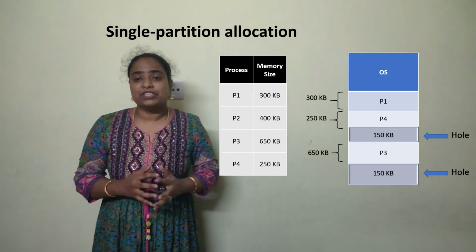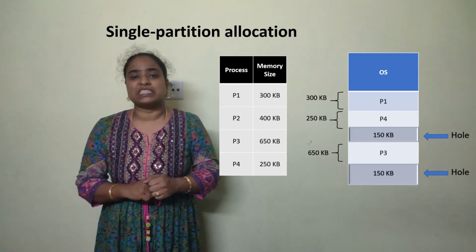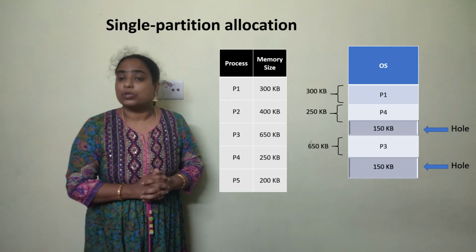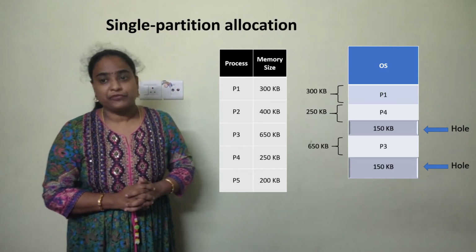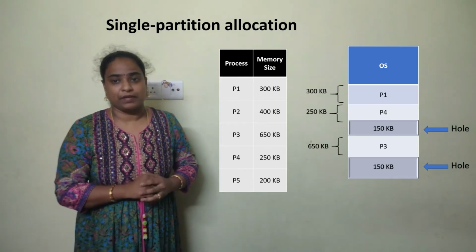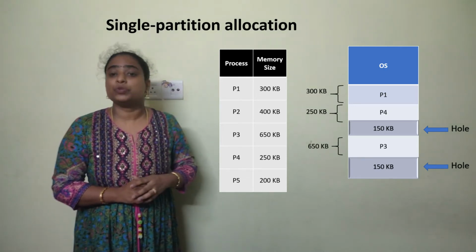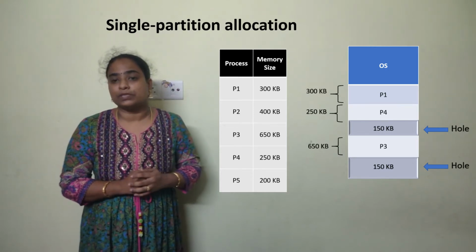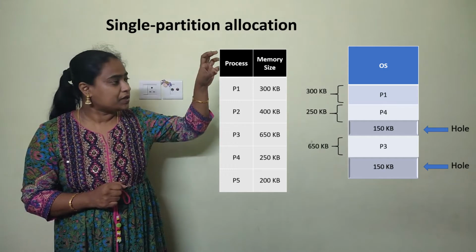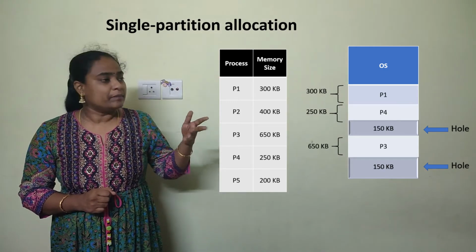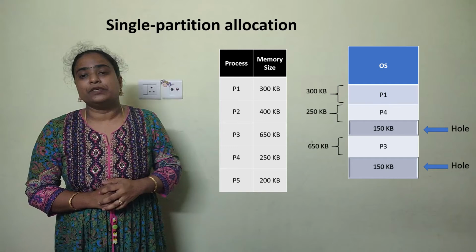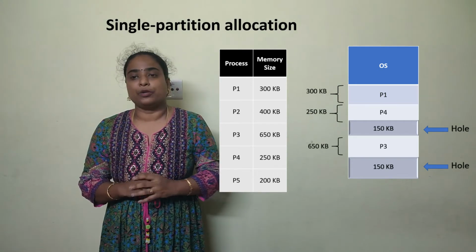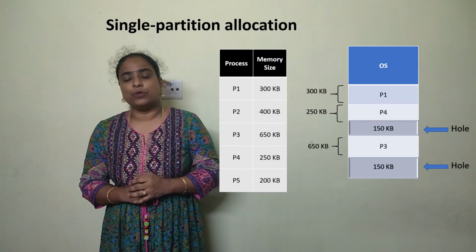Now imagine we get one more process, P5, which is of size 200 KB. The total memory available is 150 plus 150, 300 KB. P5 requires 200 KB. Can we allocate? We are using contiguous memory allocation, that is, 200 KB should be allocated in a continuous memory location. But it is not available continuously. So P5 cannot be allocated in the memory at that particular moment. So P5 has to wait.